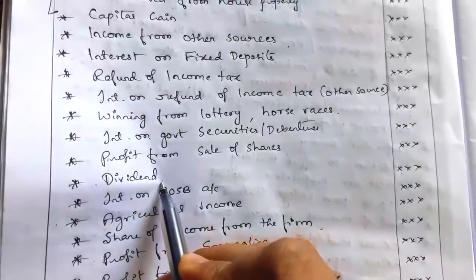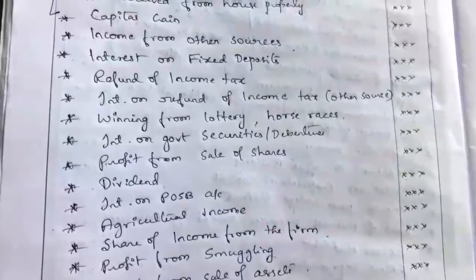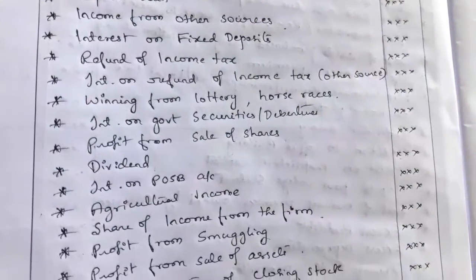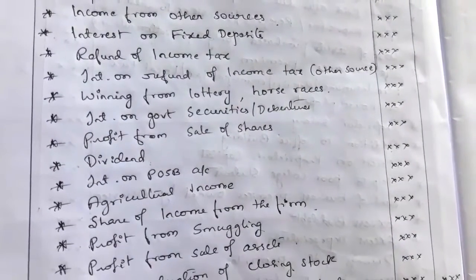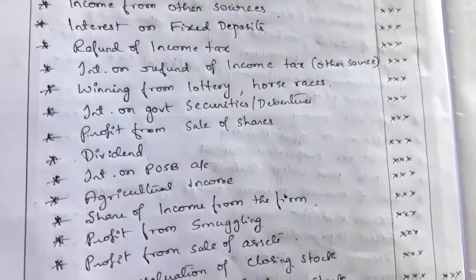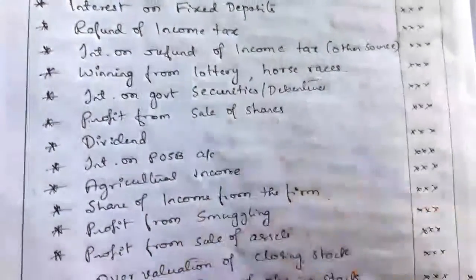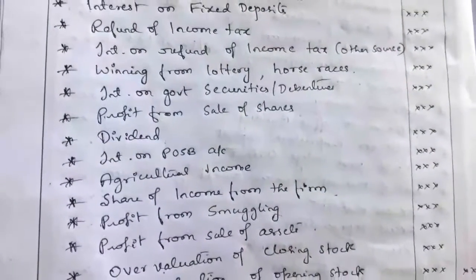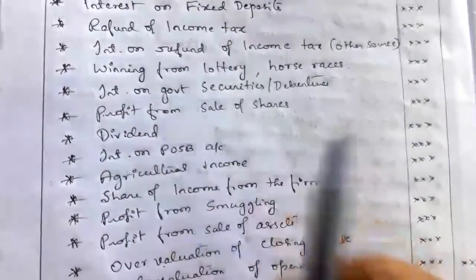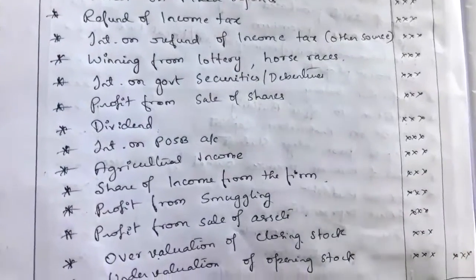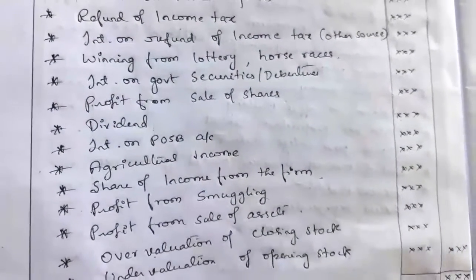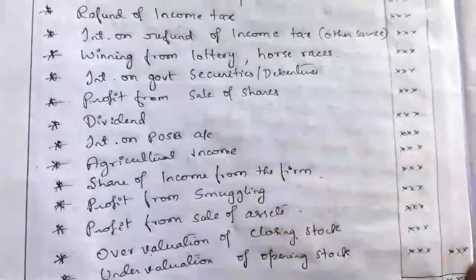Then dividend income. Dividend income is not relating to a business. It is their personal dividend income. They have to tax it under the other source head. It is not relating to business. Then interest on POSB, the post office savings bank account, is also not relating to a particular business, so it is not taken here.